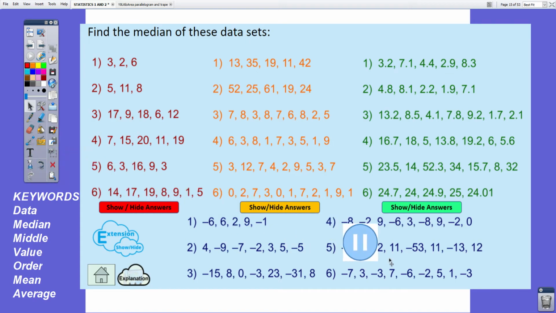I'll move the pause button over here so you can pause your video for the next few minutes while you have a go at some of these questions. Put them in order of size, cross one off at the front with one off at the end until you are left with one remaining in the middle. Okay, have a go.